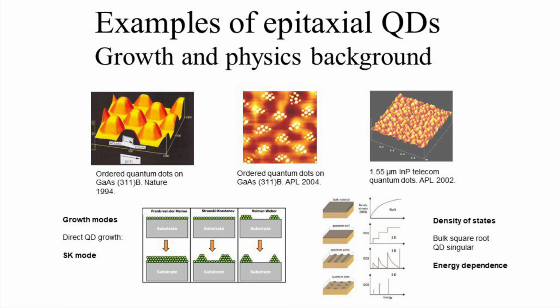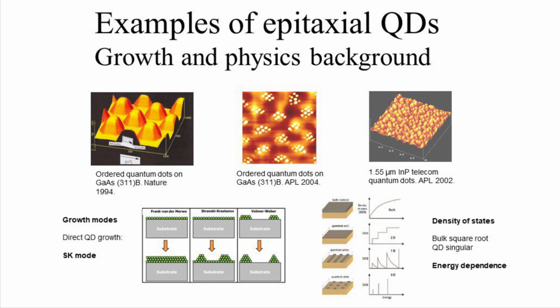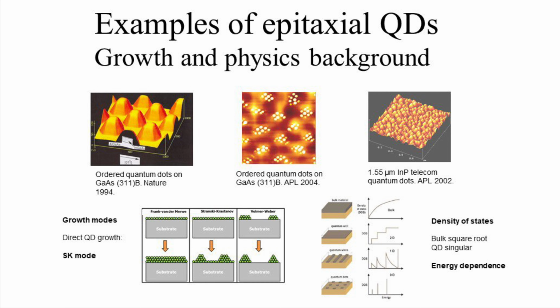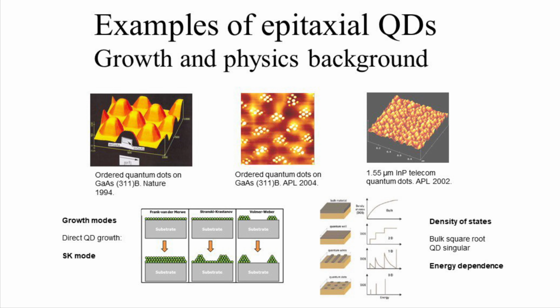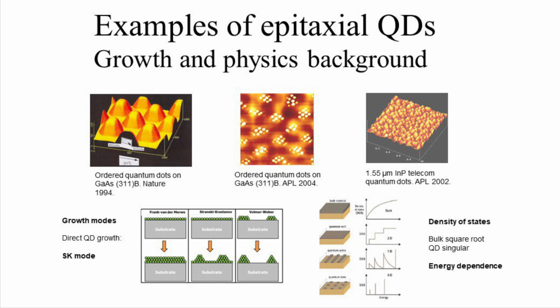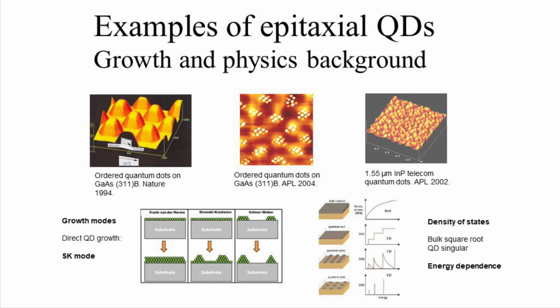Some examples of epitaxial quantum dots, the growth and the physics background. You can see on the left and in the middle two examples of ordered quantum dot arrays formed on a gallium arsenide 311B surface, single quantum dots and quantum dot molecules, and on the right side an example of application: quantum dots, 1.55 micron indium phosphide telecom quantum dots.